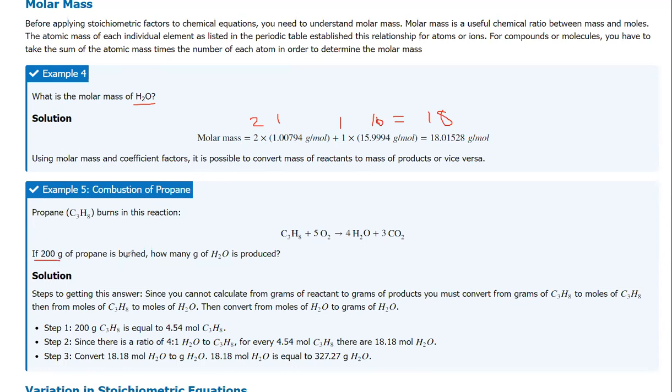If 200 grams of propane is burned, how many grams of water is produced? So we're going to go from this to this over here. And so the steps to this are: you always go from grams to moles, and then you go from moles of one thing to moles of another. And so moles of the hydrocarbon to that. And then lastly, because it wants to go to grams, you have this.